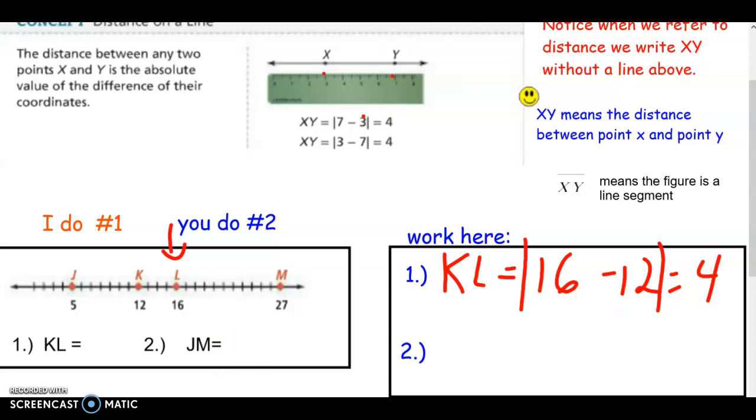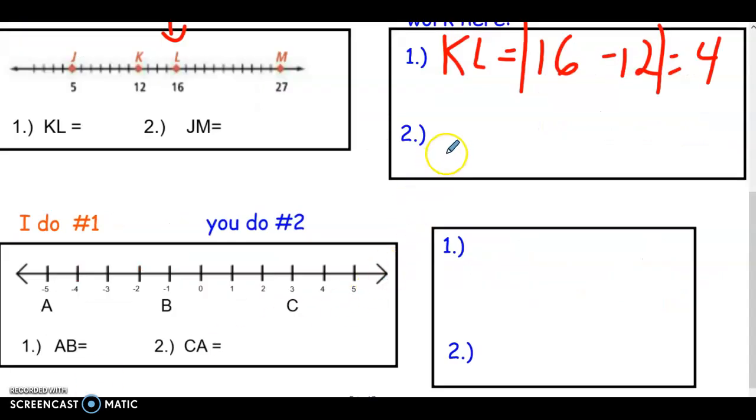I'm going to shut off the video, and you're going to find the distance from J to M. Now what I'd like you to do is, once you've found the distance from J to M and you go back to your groups, check your answers and make sure they're right, because those are the answers I'm going to be checking in your notes, and I want to make sure you know how to do them.